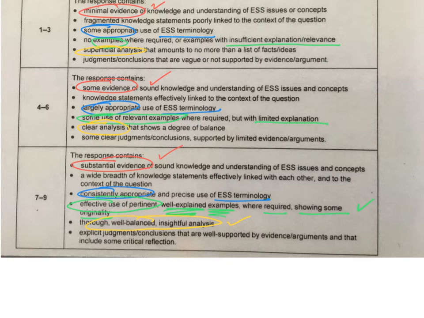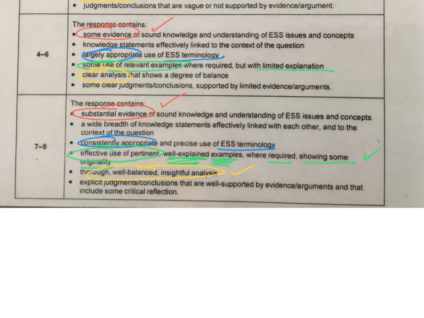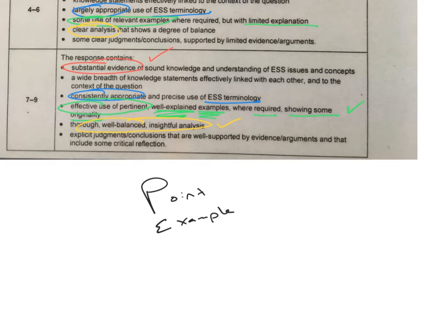In your EE, there's a thing when we're doing your EE, or just writing in general. It's called PEE. So you have your P, which is you make your point, and then you have your example. Okay, and then you explain. So whenever you're writing, you want to make your point, you want to give an example, and you want to explain your example.